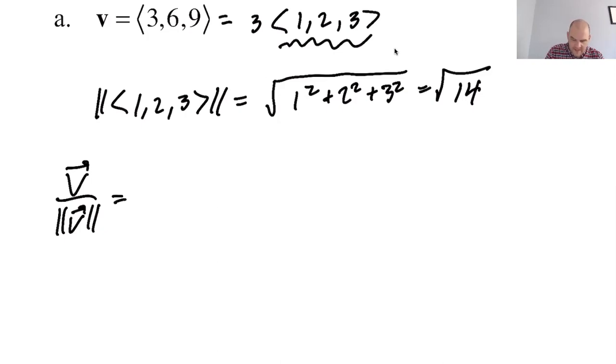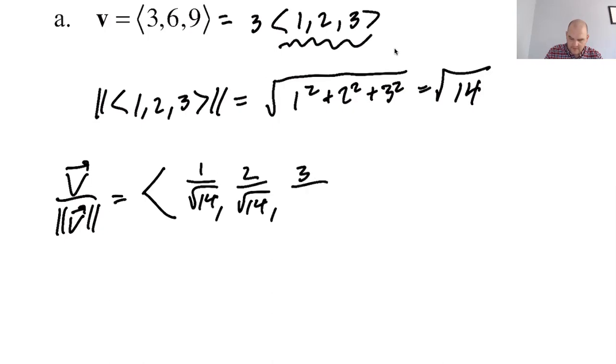So V over the magnitude of V is going to be 1 over root 14, 2 over root 14, and 3 over root 14. Because if I use the original one, I would have had 3 over 3 root 14, 6 over 3 root 14, and 9 over 3 root 14. They all would have canceled down. So use that scaled down version. That's why it's called scalar multiplication, right? You just scale it. You don't change the direction. Unless it's a negative scalar, in which case you flip the direction, but we didn't do that here.